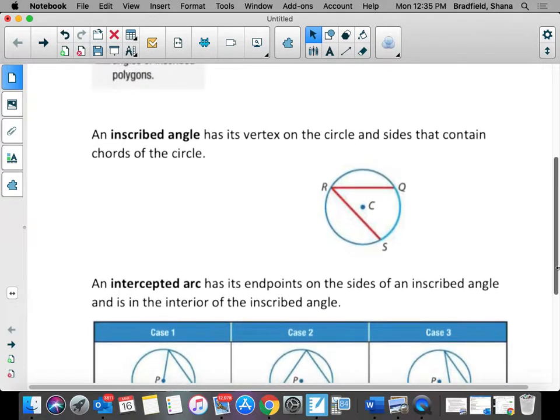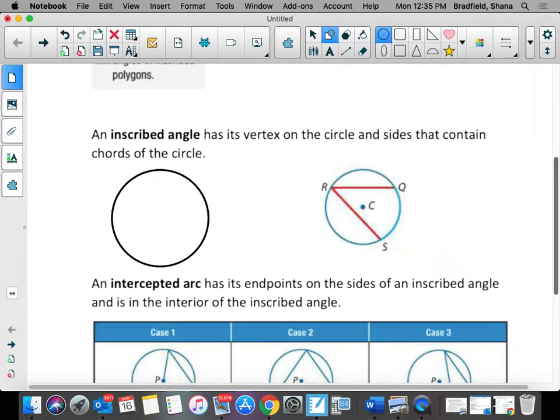Before we talked about this, and I'm just going to get a circle going here real quick, we had another kind of angle that was called a central angle. It had rays that would come from the center and have its vertex at the center of the circle. So this was a central angle.